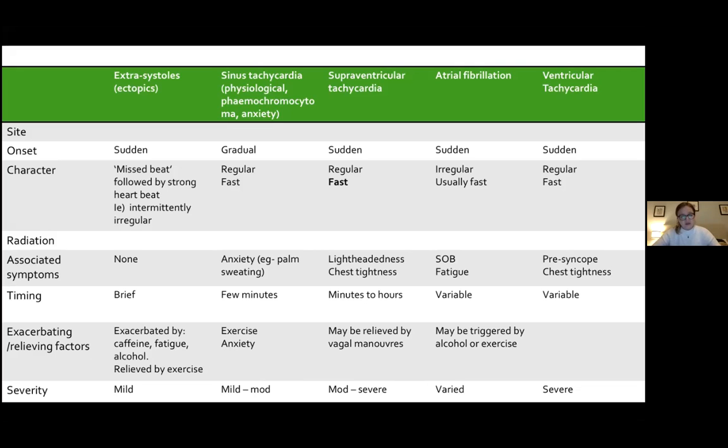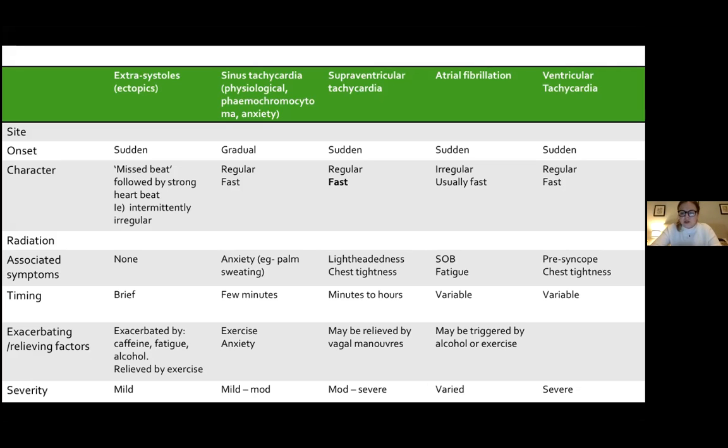SVT, so these are very sudden, very fast and regular. You might get some extra symptoms like they might feel lightheaded and chest tightness at the same time. These can last actually from minutes to hours. And they may be relieved by vagal maneuvers like Valsalva, and also the carotid sinus massage. But patients that are presenting with these for the first time might not know those tricks to help them.